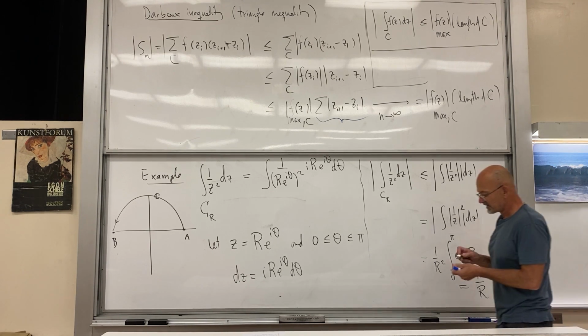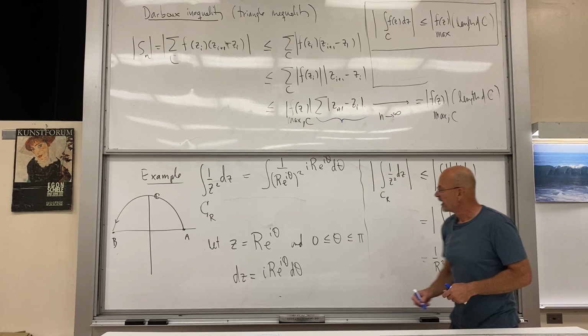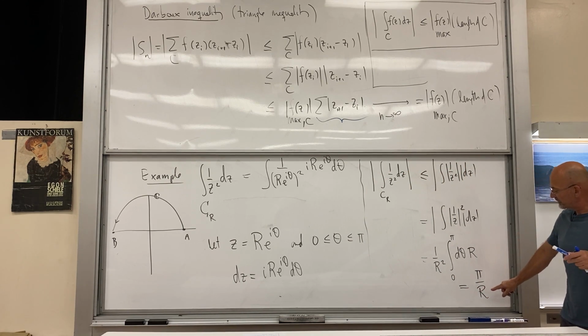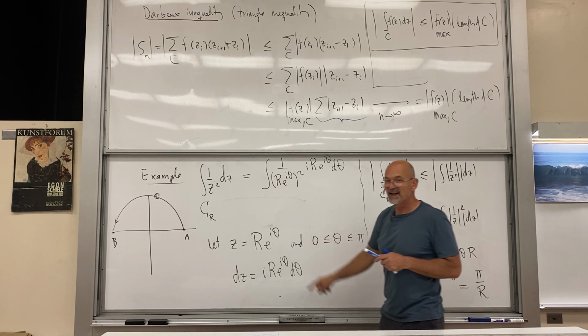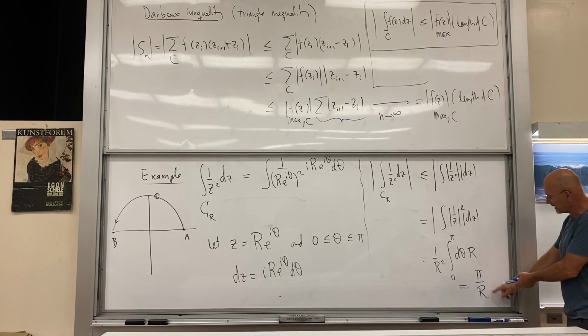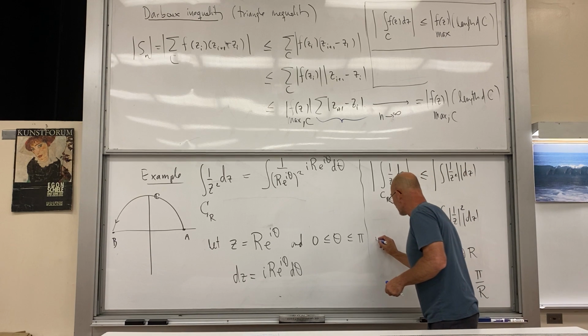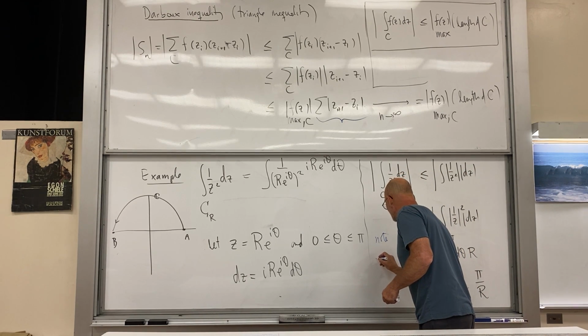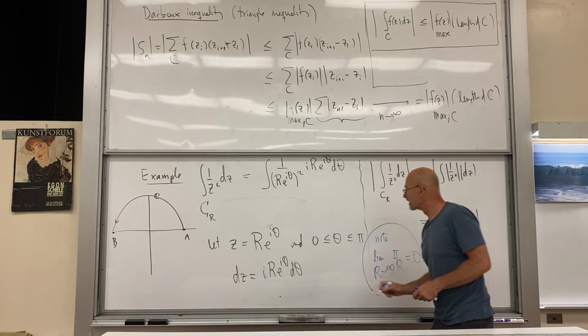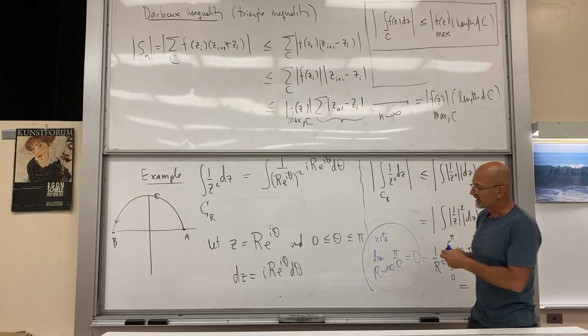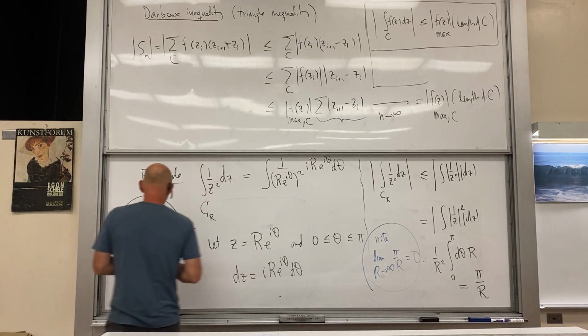And so I'll just put as an important note here, in the limit as r goes to infinity, this integral vanishes, right? So very important note. The limit as r goes to infinity of pi over r is equal to 0. Okay, very important, because we'll be doing quite a bit of this later on.